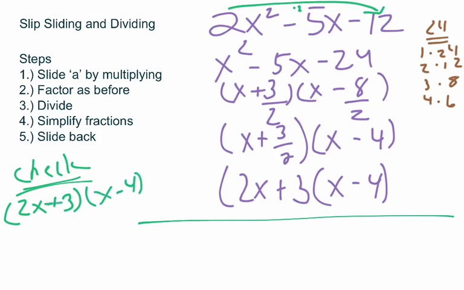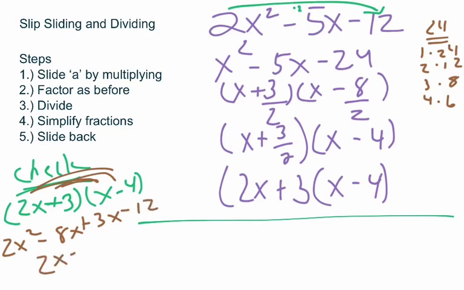So I would do 2x times x is 2x squared. 2x times -4 is -8x. 3 times x is 3x. And 3 times -4 is -12. And -8x plus 3x is -5x. And I dropped the square off there. And they match. So I have 2x squared minus 5x minus 12, 2x squared minus 5x minus 12. So I know that I've gotten the correct factors by doing that.